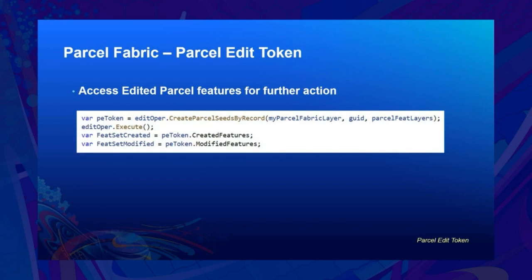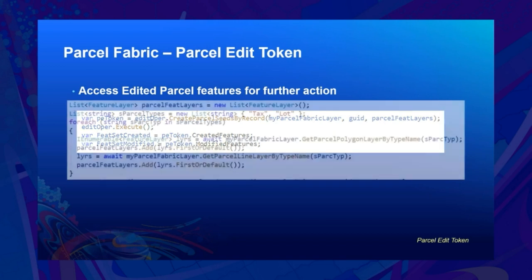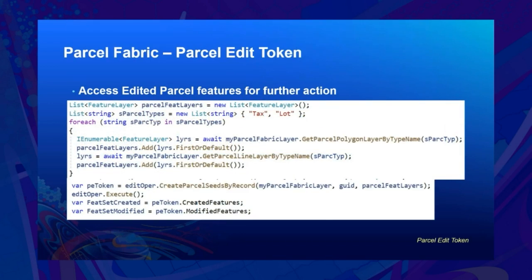Here's a quick code snippet to show how to set it up. The Parcel API edit function returns a parcel edit token. When using the token, make sure you pass in the parcel feature layers as well on the third parameter. While it's an optional variable in general, you do need it there because the parcel edit token will return the modified and selected features for the layers you specify. That parameter is a list of feature layers. And we can see here that in this case we're looking only at the parcel types for tax and lots, and that we are building that list of feature layers controlled by the fabric.